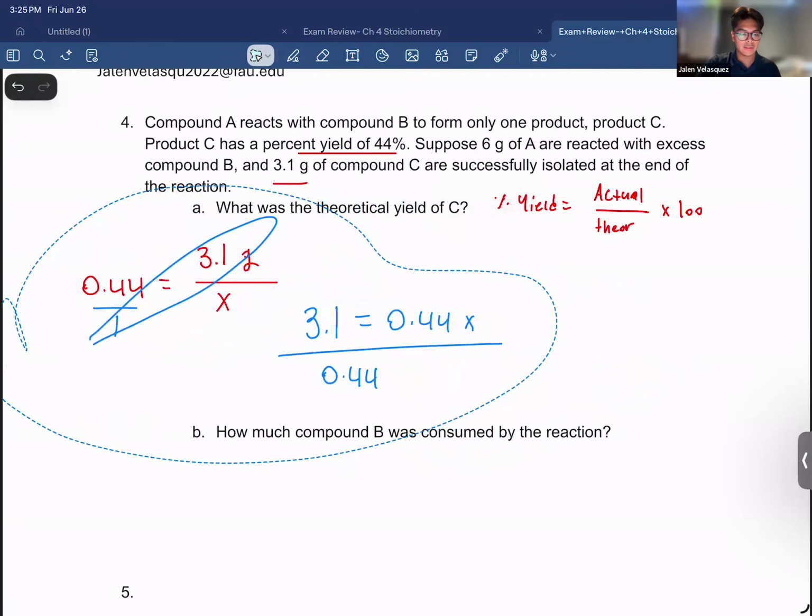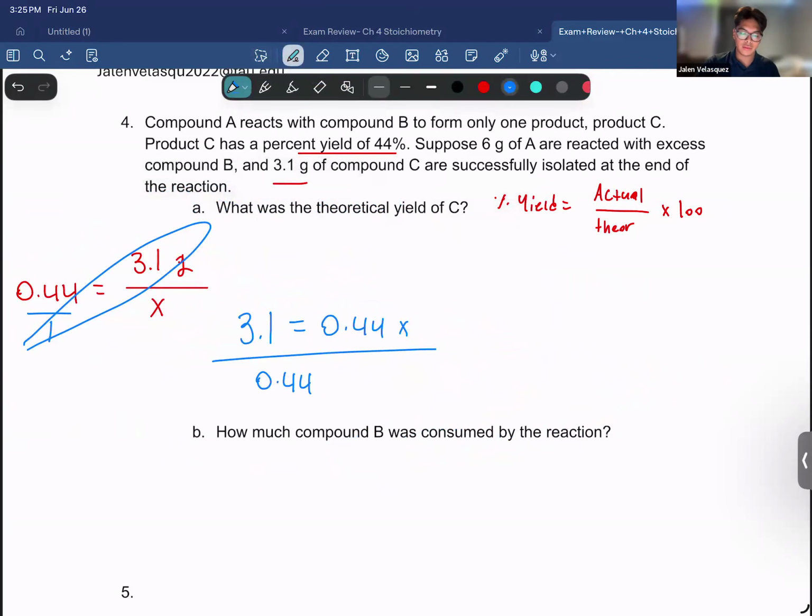So we divide both sides, right? So 3.1 divided by 0.44, x is equal to 7.0 grams for the theoretical yield.